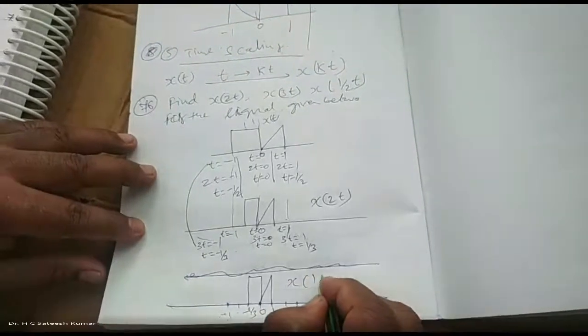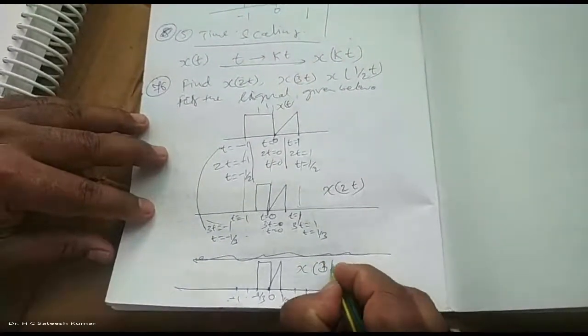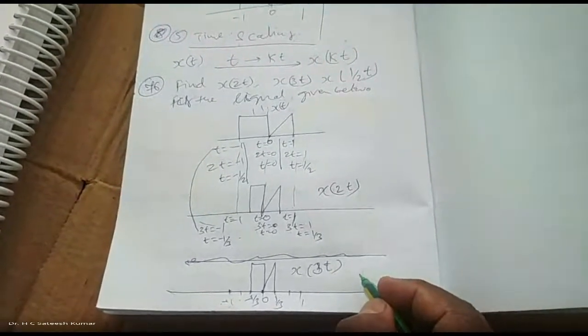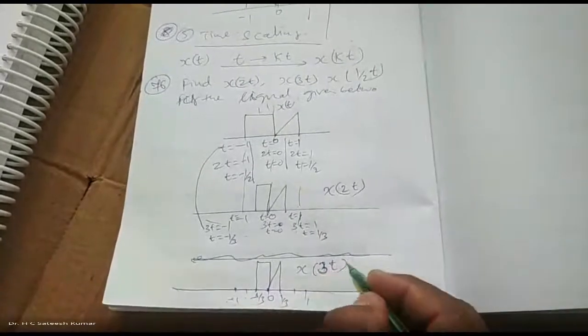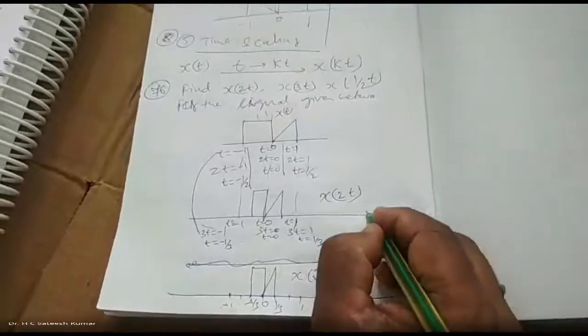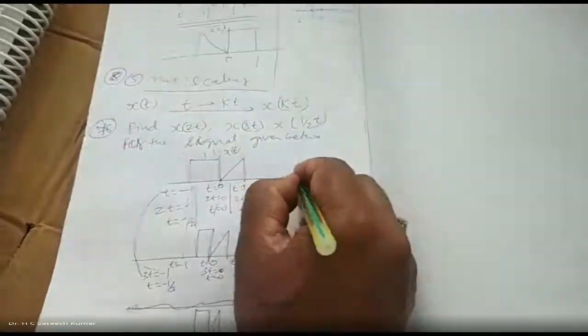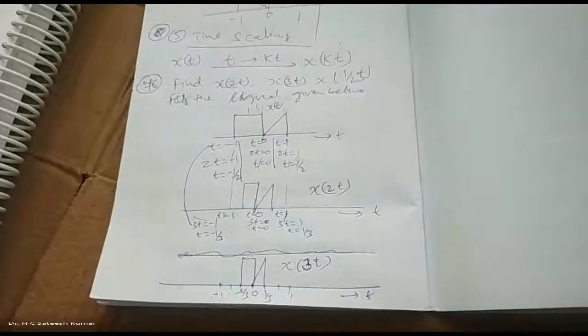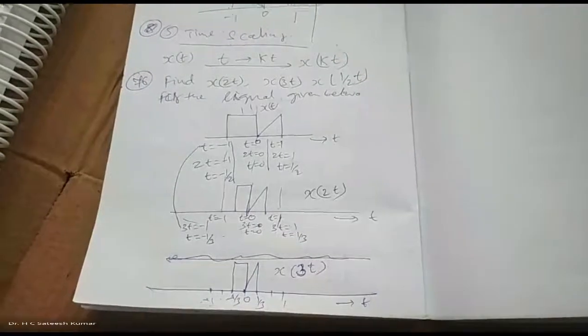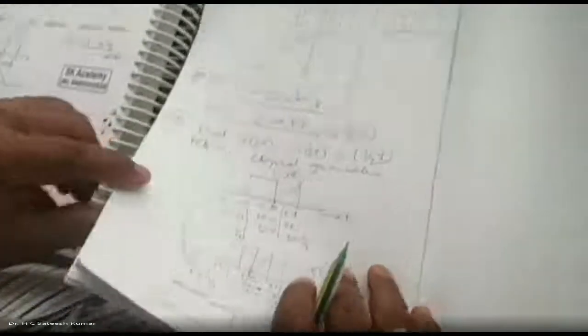X of 3t on the time axis. Okay, this is x of 3t.